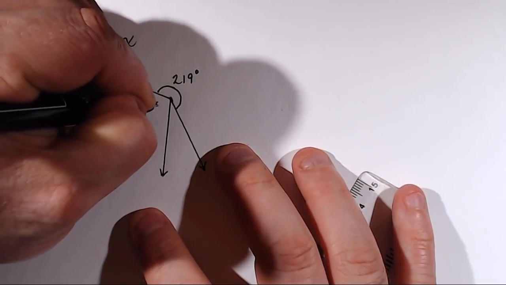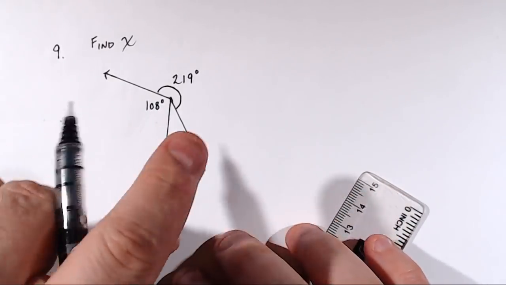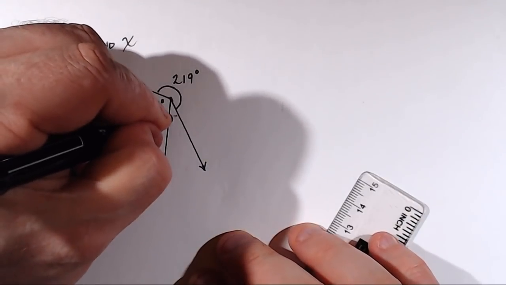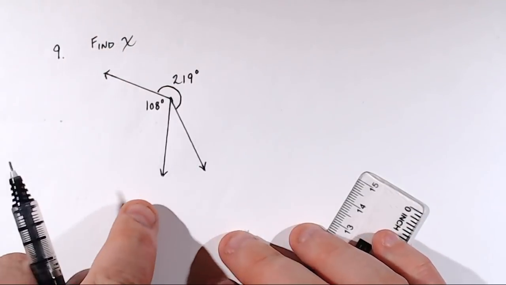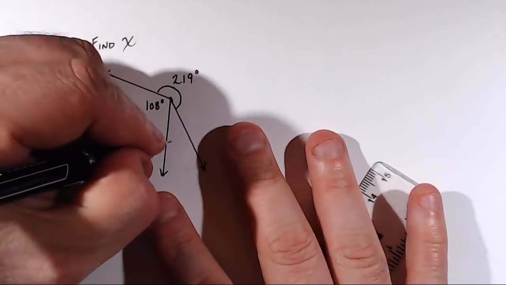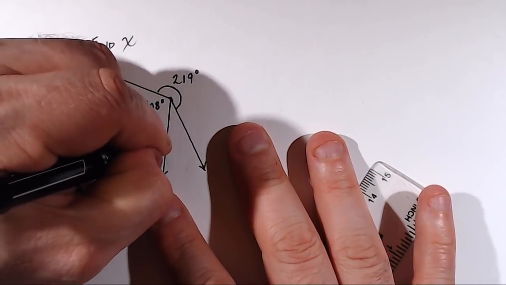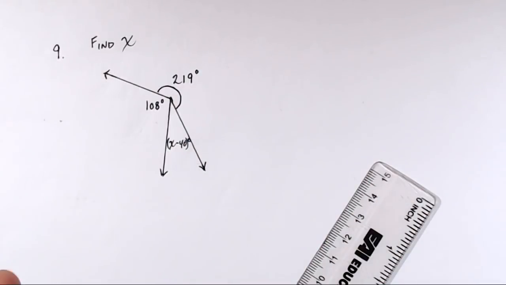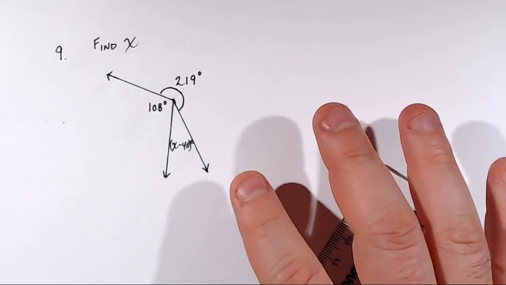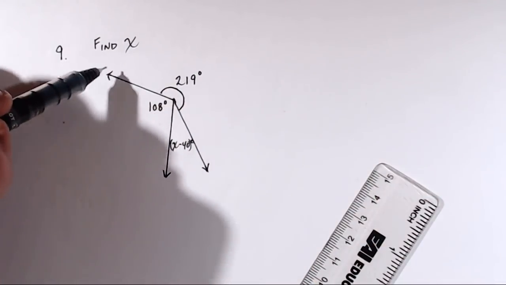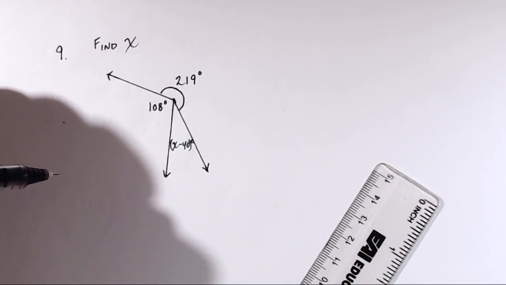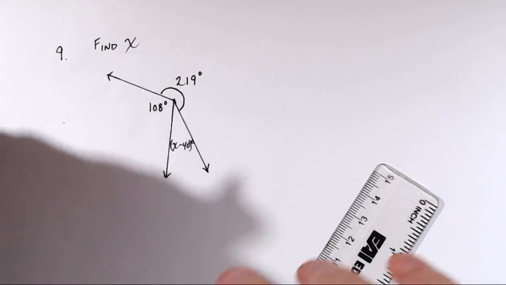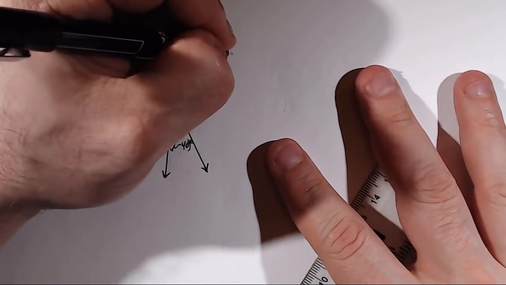This is 108 degrees. And then what they're saying is this angle right here, the angle in between these two lines, is equal to x minus 40 degrees. It's kind of cramped, I wrote it in there. I'll make it more clear in a second. So here's what we can say. We know that all the angles together have to add up to 360, because it's going to form a circle.